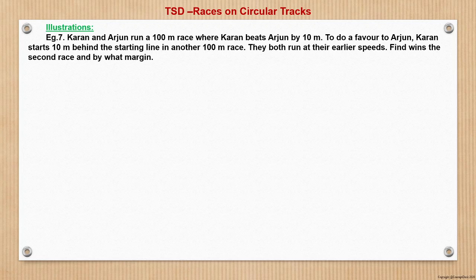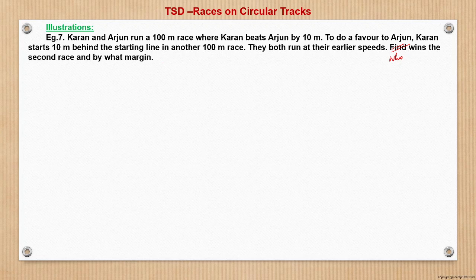This question says that Karan and Arjun run a 100-meter race where Karan beats Arjun by 10 meters. To do a favor, Karan starts 10 meters behind the starting line in another 100-meter race. They both run at their earlier speeds. Find, in the second race, who wins the race, and by what margin?